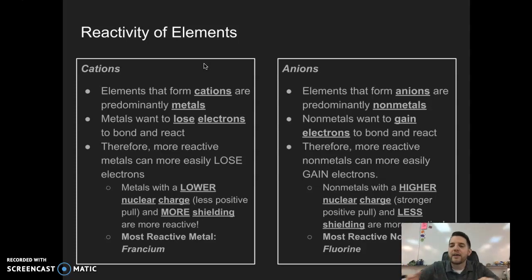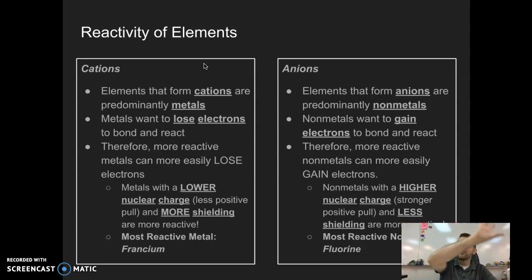Now on the anion side, elements that are nonmetals are attempting to form anions. They want to gain electrons. Therefore, if I'm a nonmetal, the most reactive nonmetals are going to be the ones that can most easily gain electrons, meaning the ones that can most easily pull in electrons. That's going to be the ones that have the strongest effective nuclear charge. So the more reactive nonmetals are the ones that have the highest nuclear charge with the least amount of shielding, meaning they have the highest effective nuclear charge. So that's going to be kind of the top right corner of the periodic table.